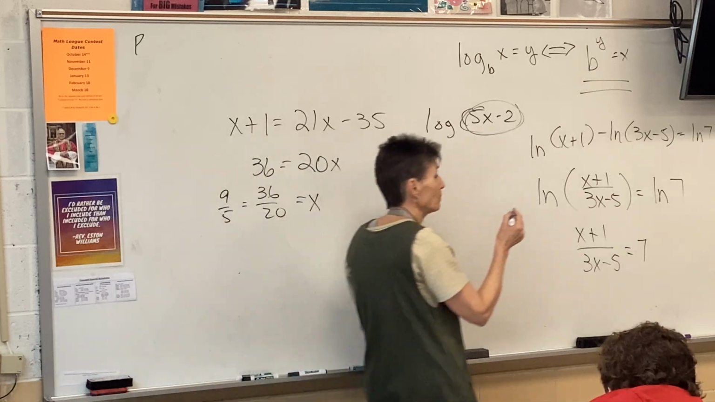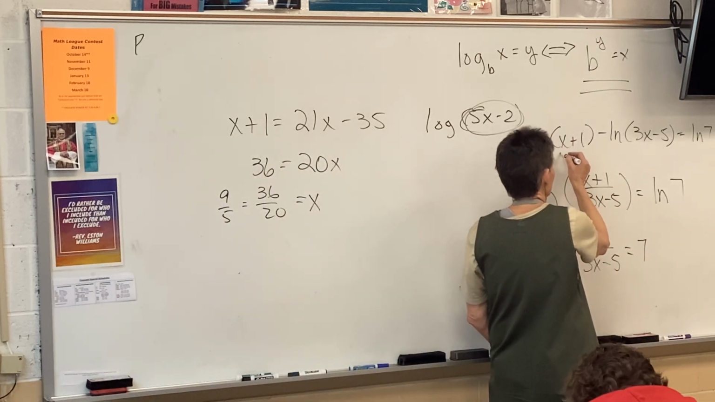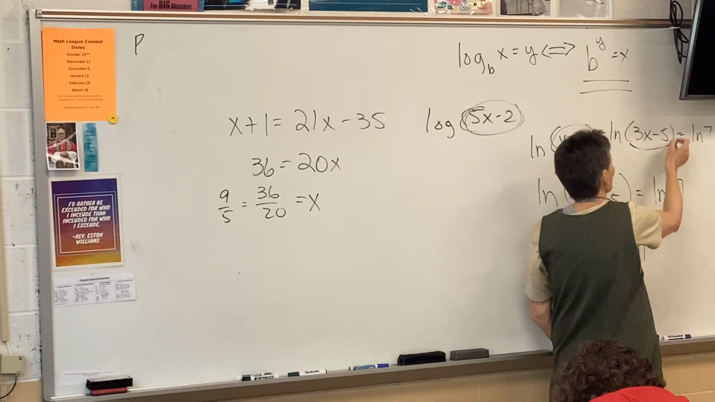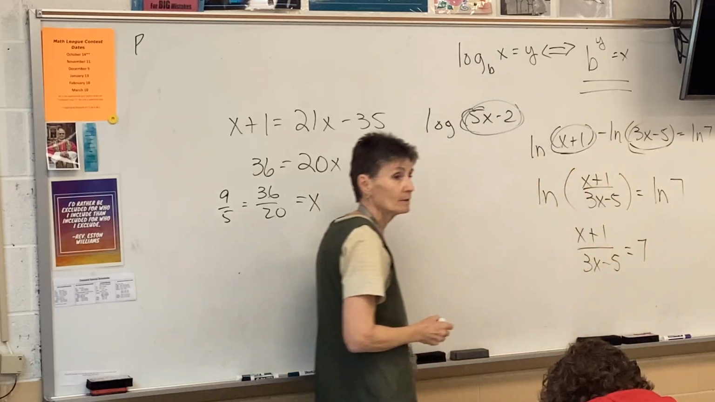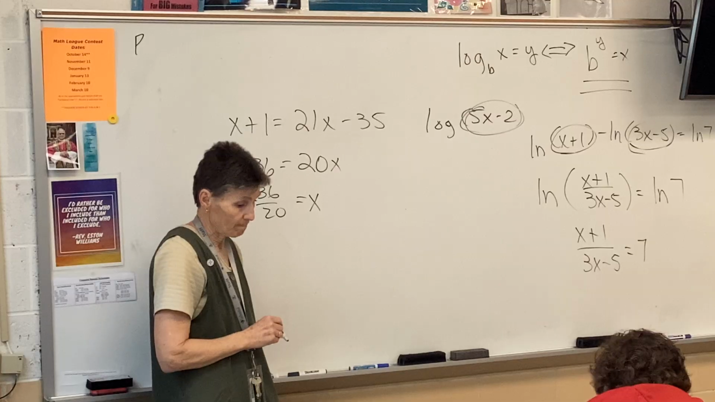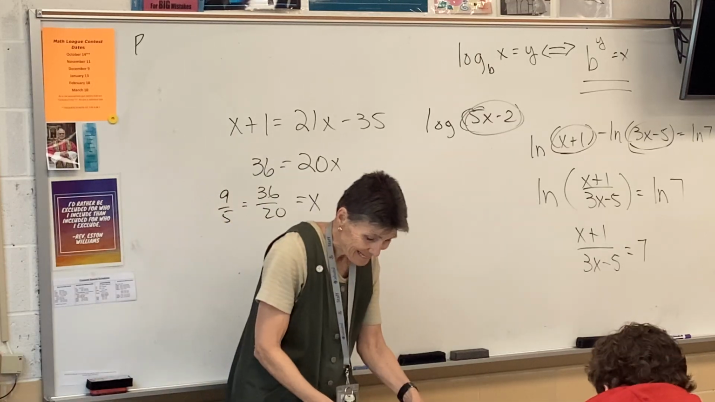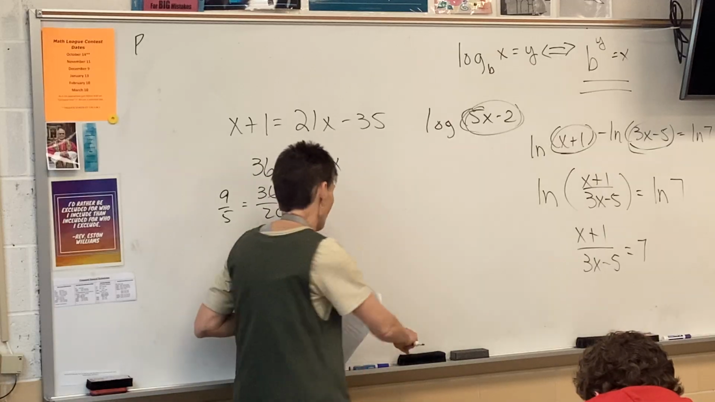I'm doing a quick double check. If I plug in 9/5, that's positive, and that would also be positive, so we're good. 9/5 is okay. All right, let's get C and D on the board.